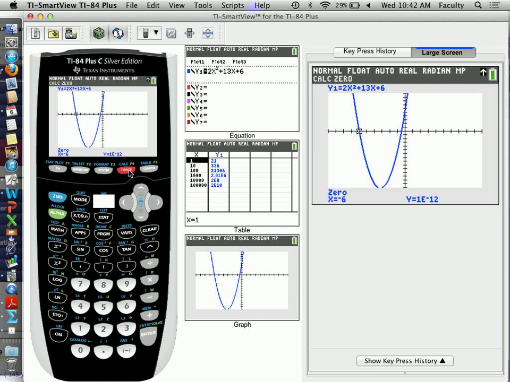So you're going to do second trace, number 2 says zero. And it says get the left bound. So I need to move all the way over here to close to -1/2. But you need to be a little bit to the left of it. And you press enter. Then you're going to move a little bit to the right and press enter. And on guess, press enter. And so it's saying -0.5 and y is 0.